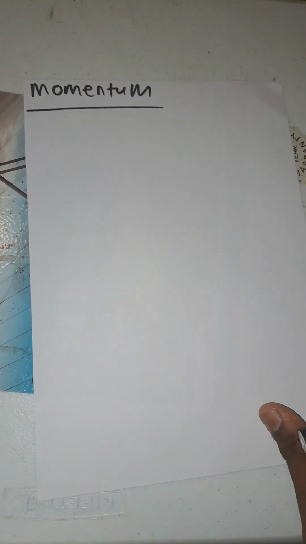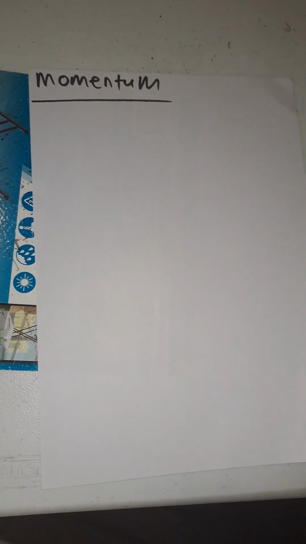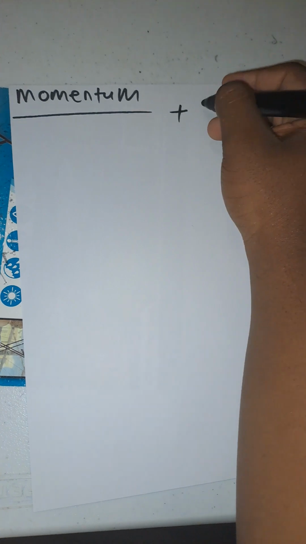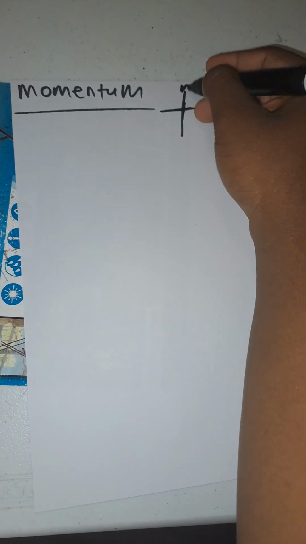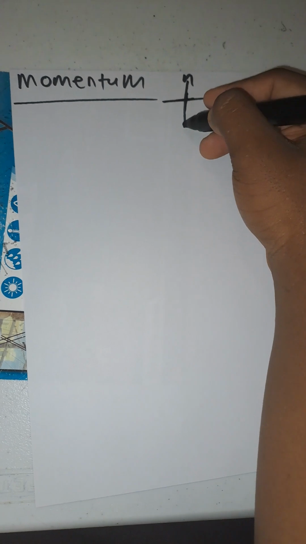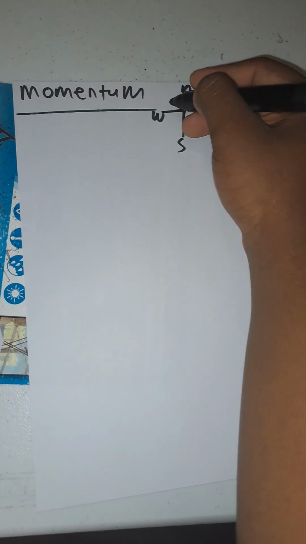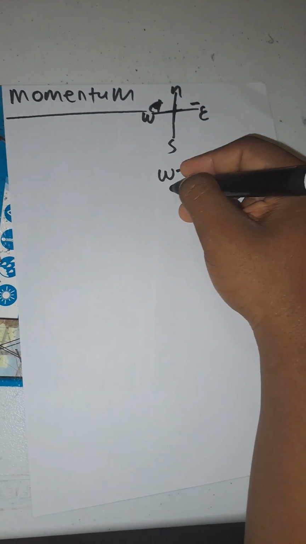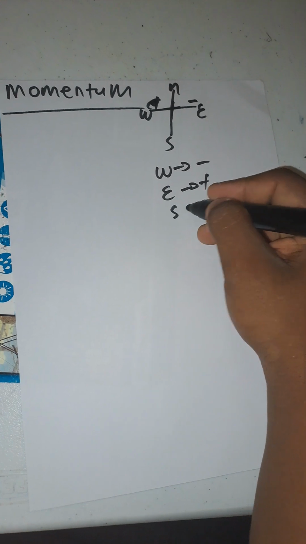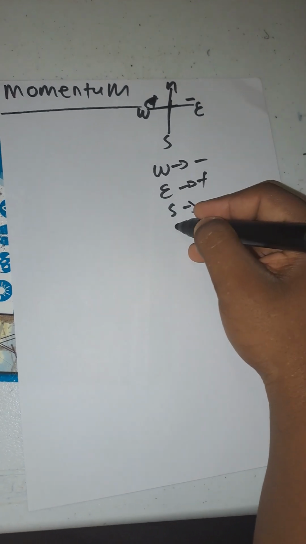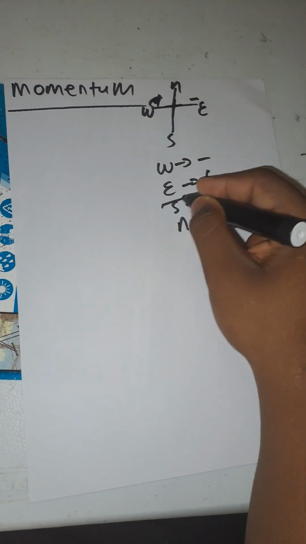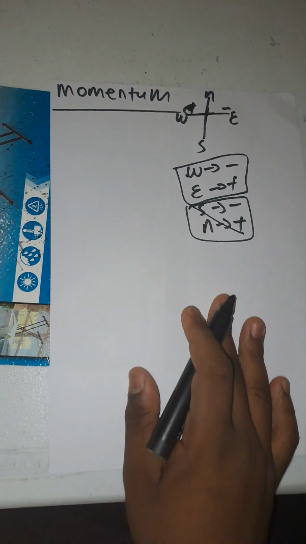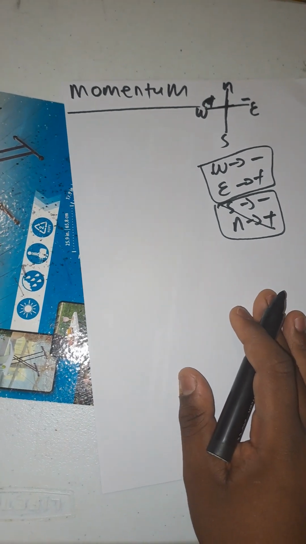Today we'll be doing momentum. It's tricky, but it's nice and interesting. In physical sciences, the thing that is confusing is just the direction. We know west is negative and east is positive, and then south is negative and north is positive. But in this topic we'll be using west and east only, so we'll be just respecting the Cartesian plane.